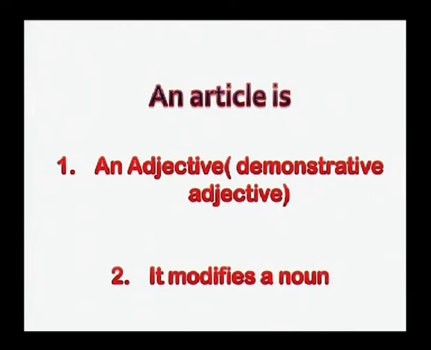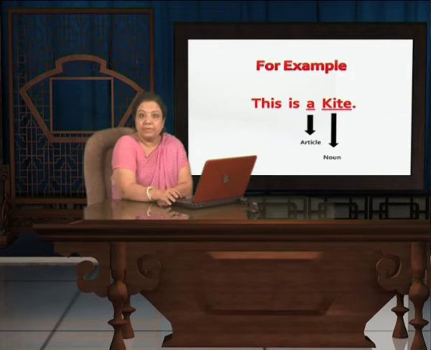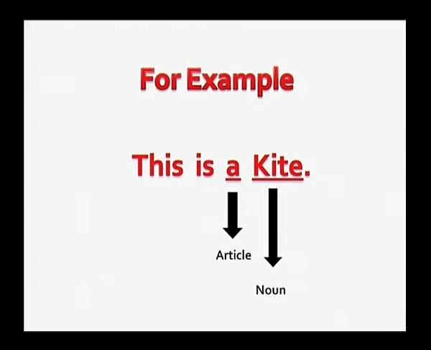Let's take the definition. It is an adjective, a demonstrative adjective, or we can say it modifies a noun. For example, let's take an example here. This is a kite. A kite. A is an article and kite is a noun.